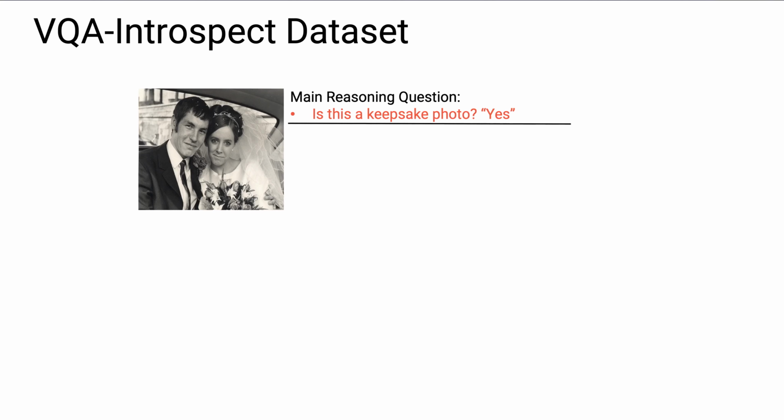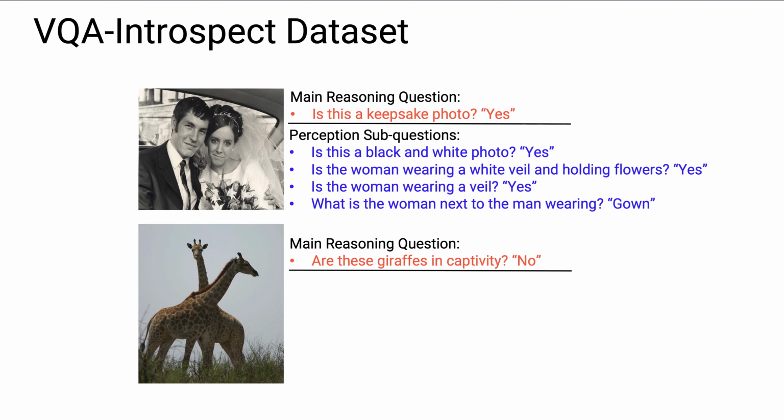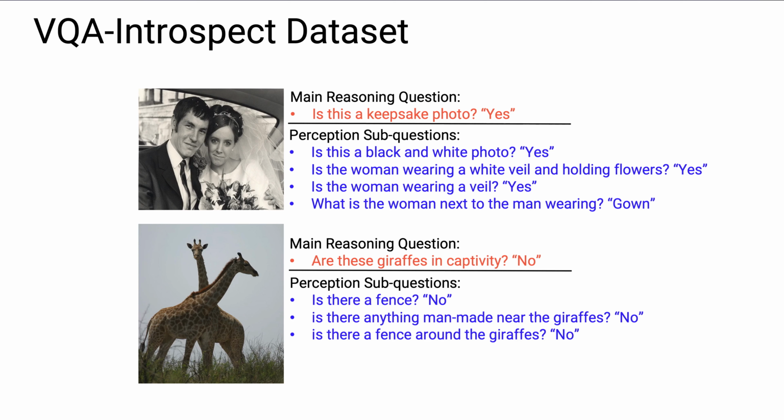For this image and the reasoning question, is this a keepsake photo? People ask about the black and white nature of the picture and the veil the woman is wearing. Similarly, for this image and the question, are these giraffes in captivity? People ask about the existence of the fence. VQAintrospect has about 200K sub-questions for 86K reasoning questions.